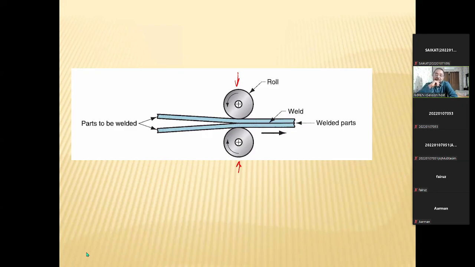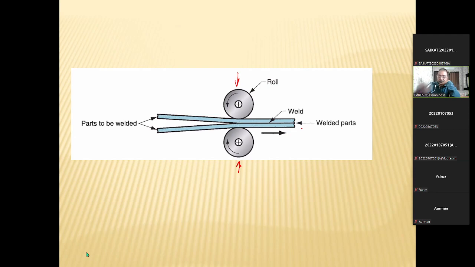One condition is that there must not be any foreign materials between the two surfaces. Generally there will be some foreign material, like dust, so before this type of welding we have to clean the surfaces properly. After cleaning, we make them unite by using pressure. When the parts pass through the rolls, they have been welded. So this is called roll welding.